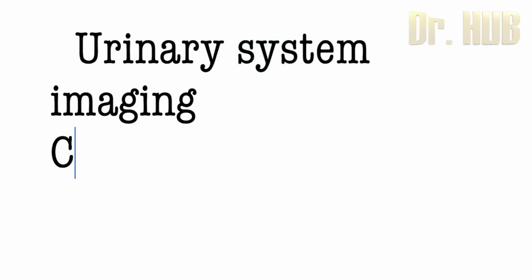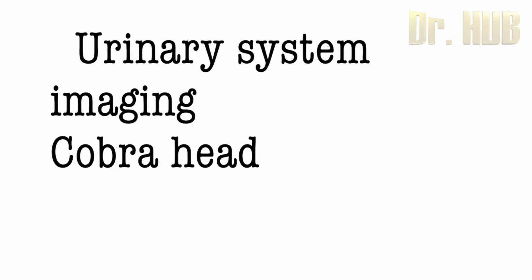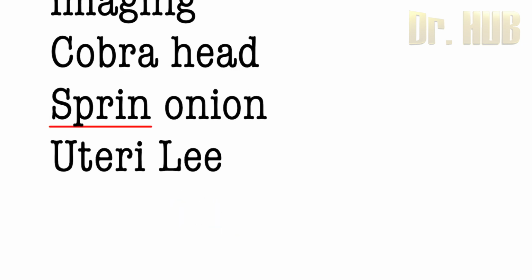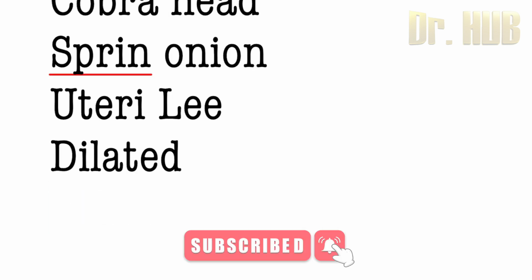Urinary system imaging. So first, let's look at the cobra head, or the spring onion deformity. Spring onion deformity is nothing but the ureterocele. The ureter is dilated at the point where it inserts into the bladder.